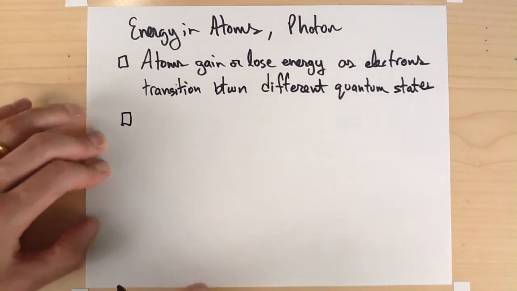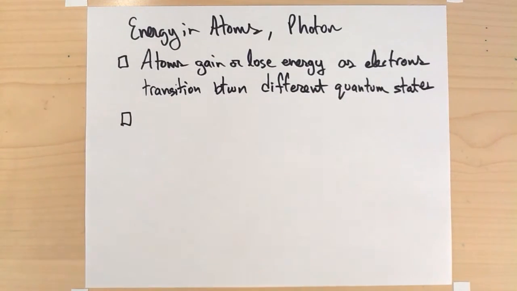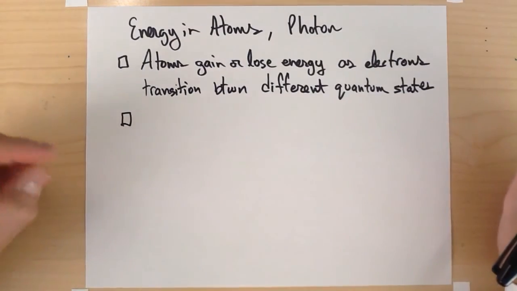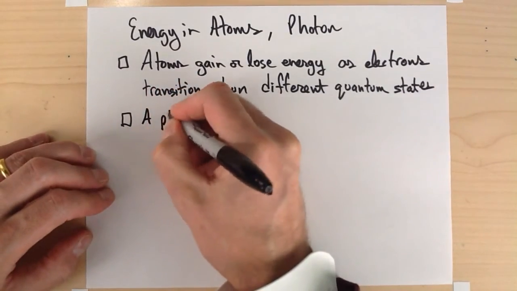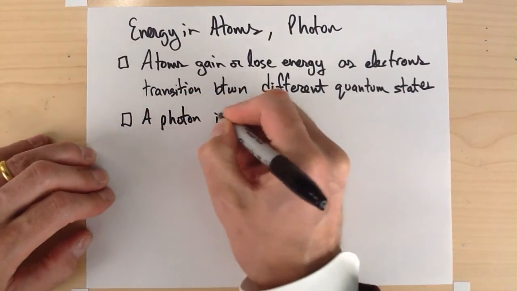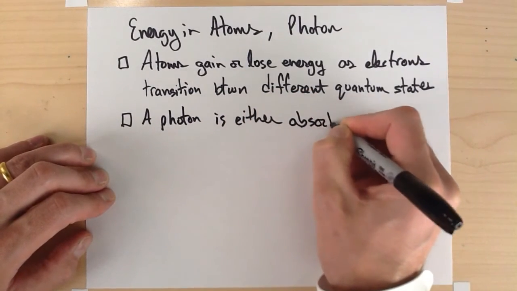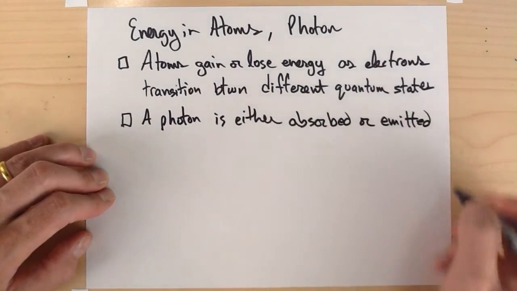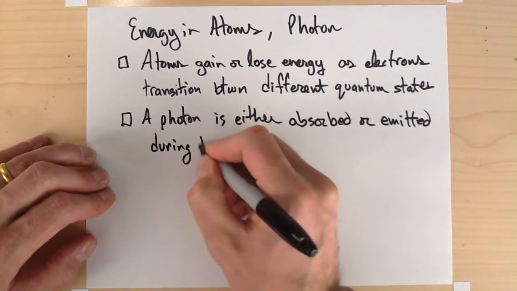Another way to think of this is that as an electron changes its orbital, it's going to transition between quantum states. Its principal quantum number is going to change, and therefore it's going to gain or lose energy. But the second really important thing is a photon is either absorbed or emitted during these transitions.